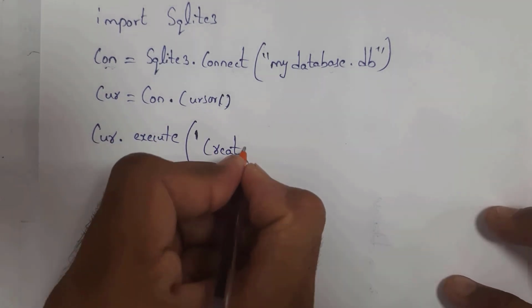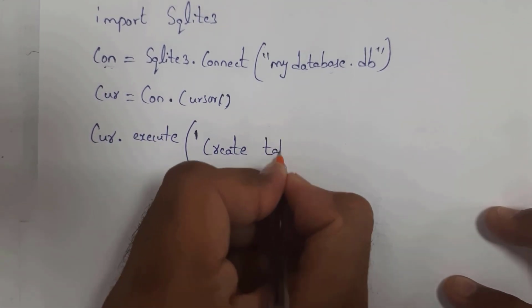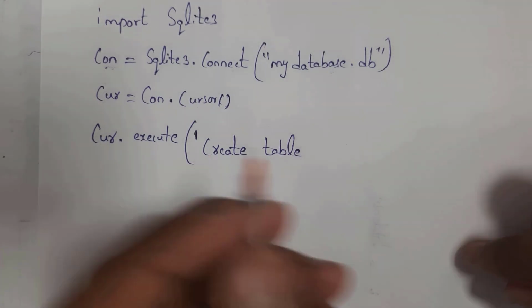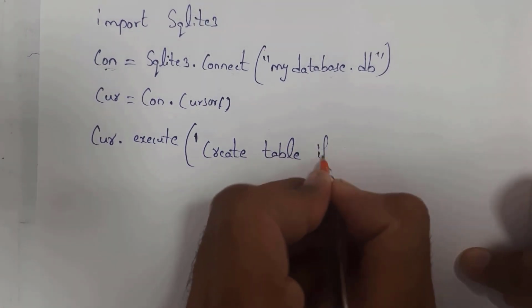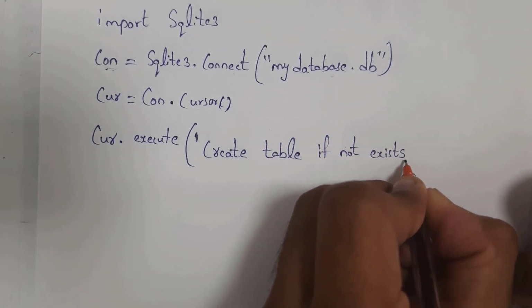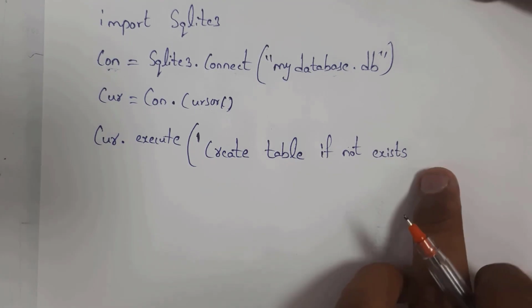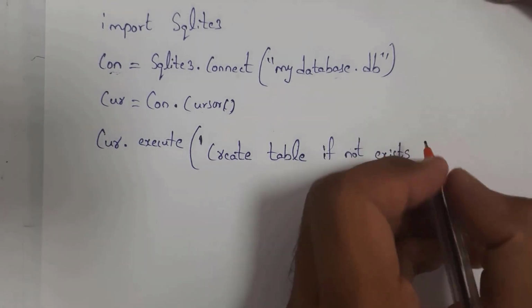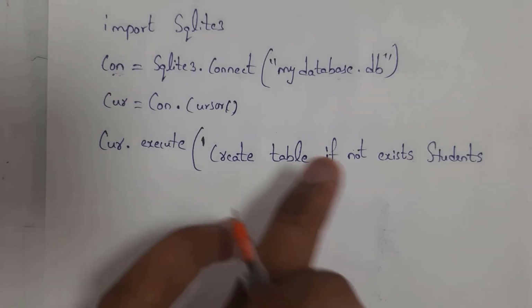So just write here create table. I want to create table only if the table is not present in my database. So create table if not exists. If not exists, definitely write here s or else it will display error. And here you need to give table name. The table name is students. So just write here students. Create table if not exists students.